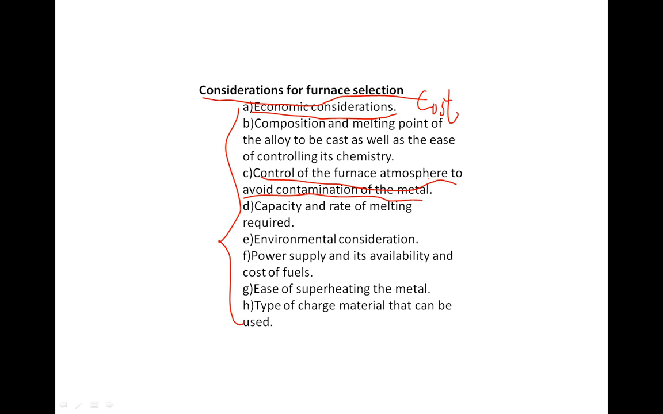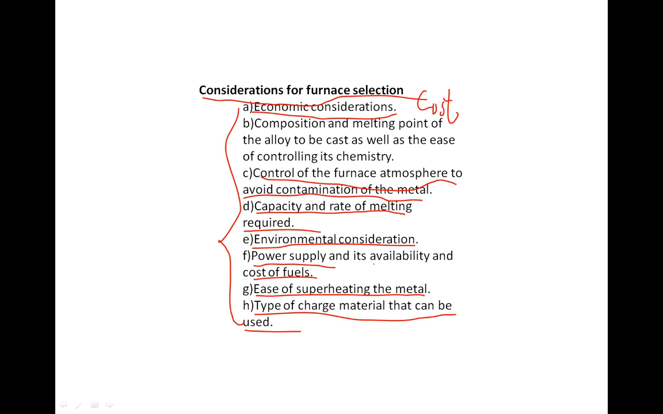Some controlled atmosphere is required. Then capacity and rate of melting required. Environmental conditions: it must be pollution free. Availability of power supply and cost of fuels used for heating the metal. Then ease of superheating the metal, and the type of charge material that can be used. So these are the various factors to be considered while selecting a furnace.